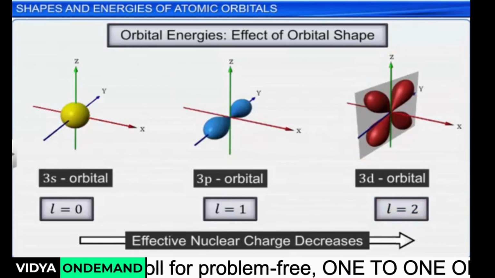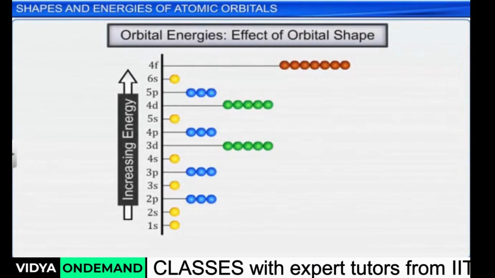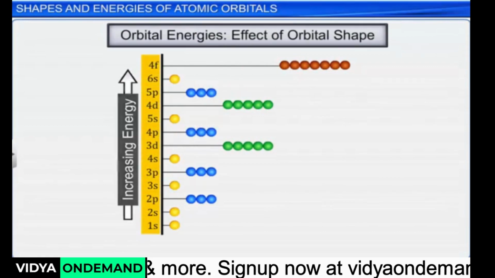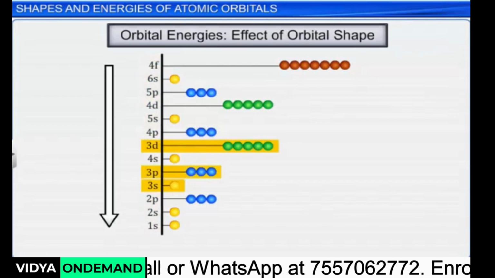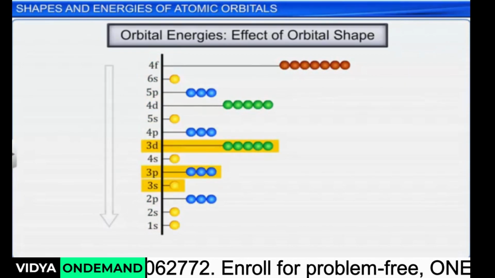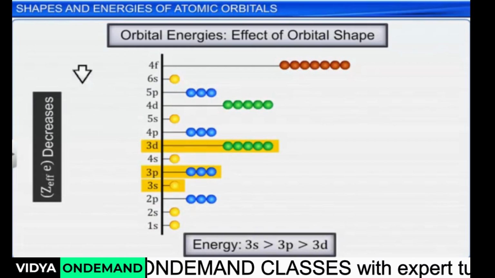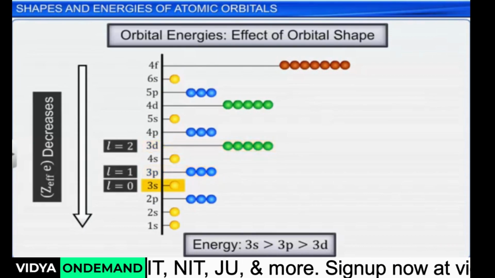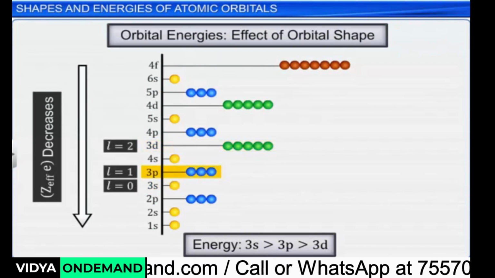Due to the difference in the net effective nuclear charge experienced by different orbitals of a principal shell, the degeneracy is lost and hence they show different energies. Because the effective nuclear charge experienced by the orbitals decreases with increase in L, the energy of s orbital is lower than that of p orbital, and that of p orbital is lesser than d orbital, and so on.